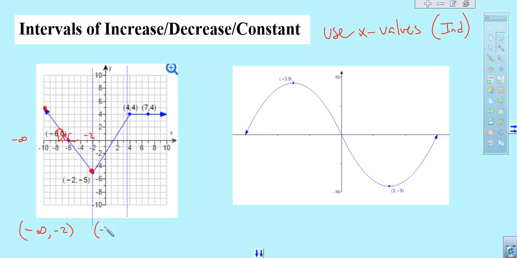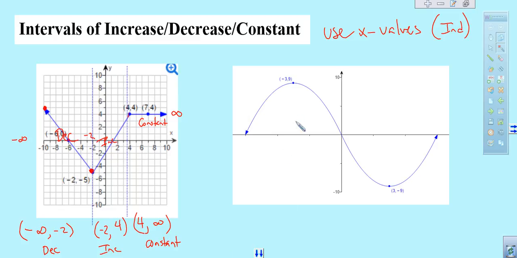In this interval right here, I pick it back up at negative 2. So at negative 2 is like this spot I jump over. And then from negative 2 to positive 4 on the x-axis, I am increasing. So that would be an increasing interval, whereas this was a decreasing. And then from positive 4 to positive infinity, remember I'm looking at the x-axis, I am constant. So what this graph does for me is it gives me all three. This is called a constant interval. It doesn't increase, it doesn't decrease.